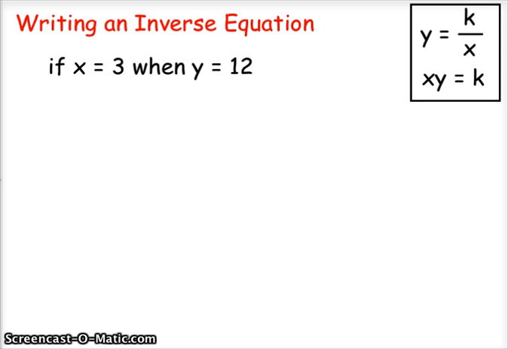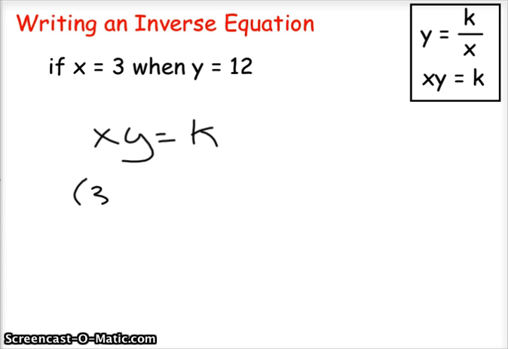The next step is going to be writing an inverse equation. Again, I put my two options for our equation up here in the right-hand corner. This one says if x equals 3 when y equals 12, so we can write this equation. First thing we need to find out is our constant term. So just like we did before with our tables, we're going to write our equation of x times y is equal to k. We can go ahead and substitute our values of x equals 3 and y equals 12.